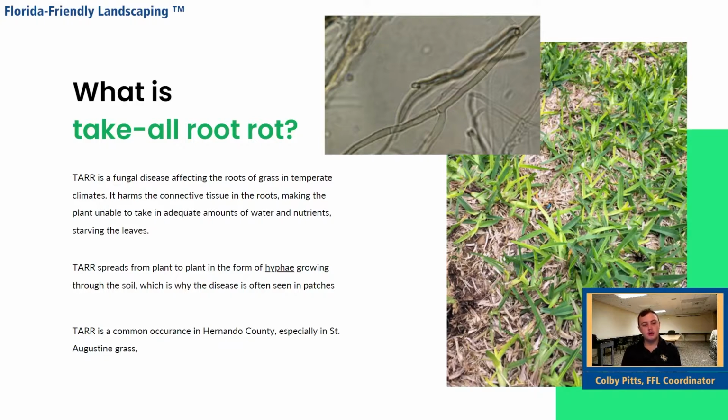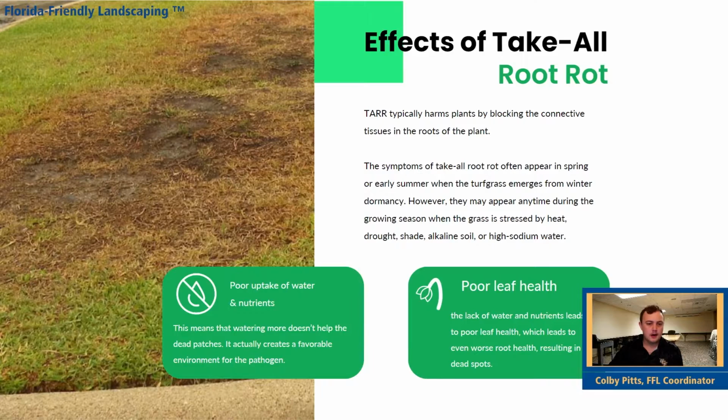your yard. Take All Root Rot, which is commonly abbreviated TAR, spreads from plant to plant by these little shoots of fungal growth called hyphae. And that's really why we see it in patches. So it'll shoot out and grow several feet from where you originally saw the dead spot, and will node up and give us another dead spot in our yard.